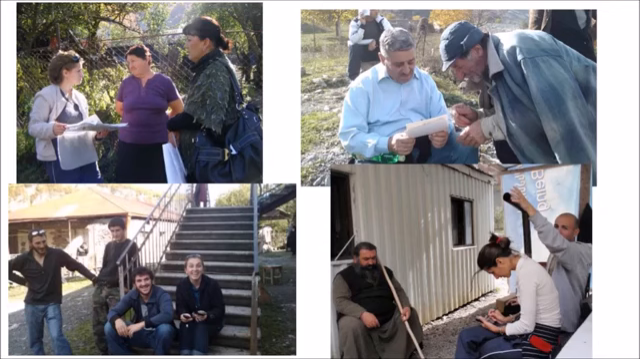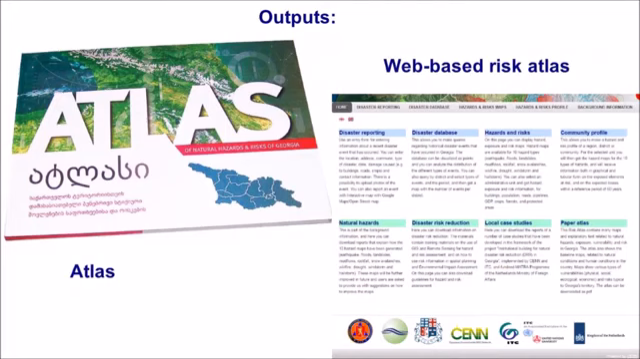These are the outputs. The outputs of the entire project are the Atlas of Natural Hazard and Risk of Georgia, explaining a bit the project, showing some maps of hazard, vulnerability, exposure, and the web-based Risk Atlas, where it's possible to explore several parts: disaster reporting, disaster database, hazard and risk maps, hazard and risk profile, and background information.